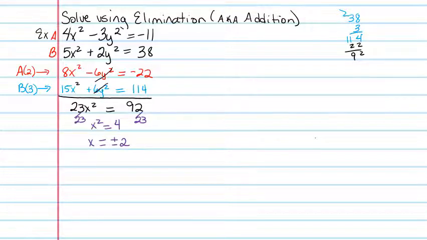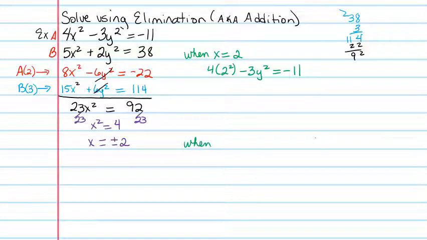Okay, so I did the elimination method, but now I'm just a little bit different than before. So now when I plug back in, I've got 2 x's to plug back in. So when x is equal to positive 2, this gives me 4 times 2 squared minus 3y squared equal negative 11. And then when x is equal to negative 2, we get 4 times negative 2 squared minus 3y squared equal negative 11 as well. I could have used the second equation. It doesn't matter which one I plug back into.